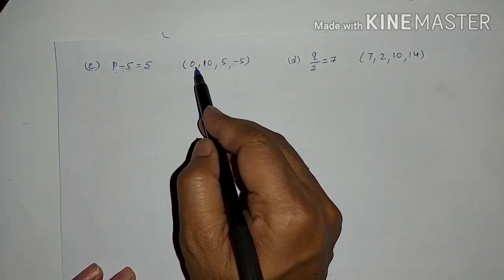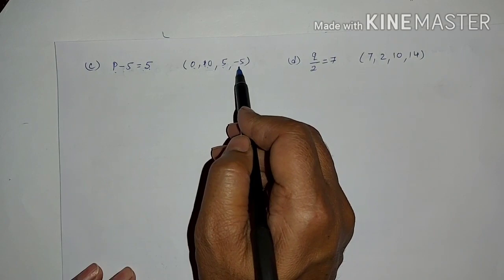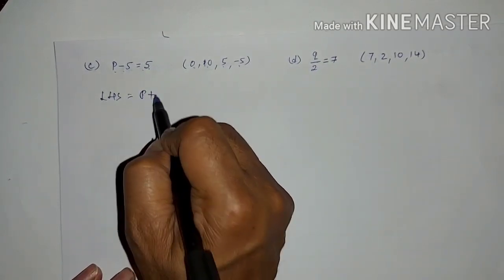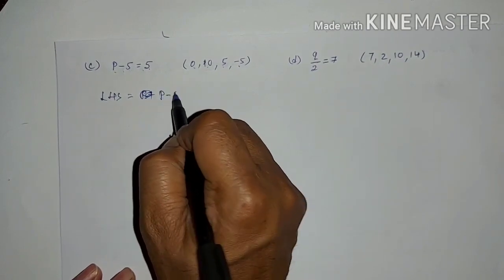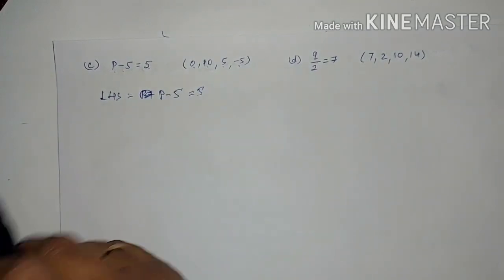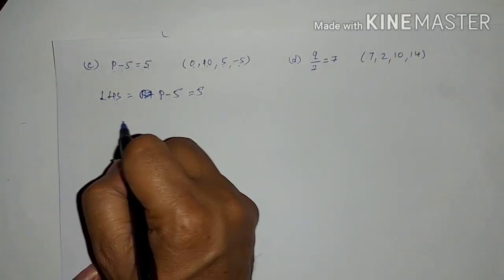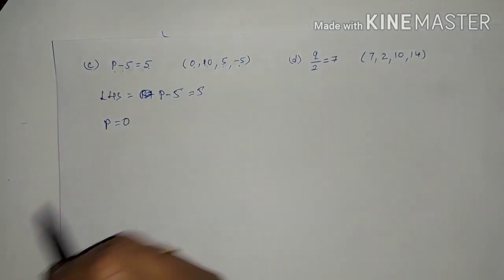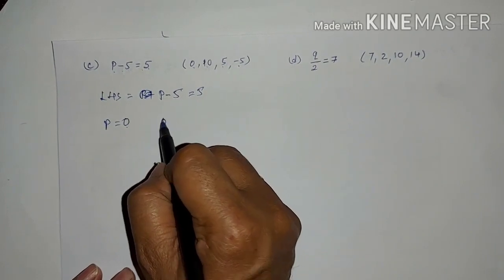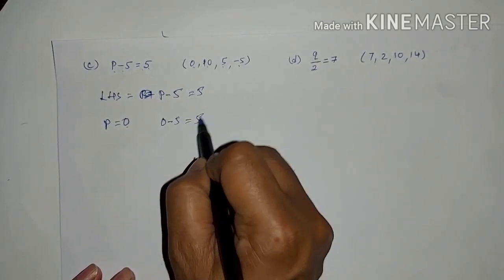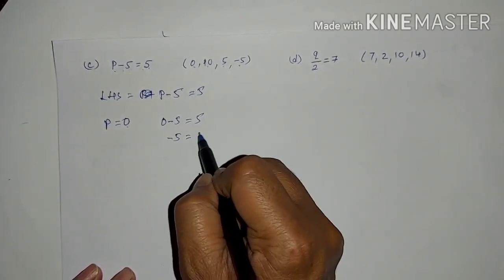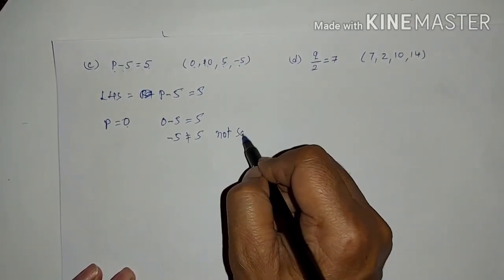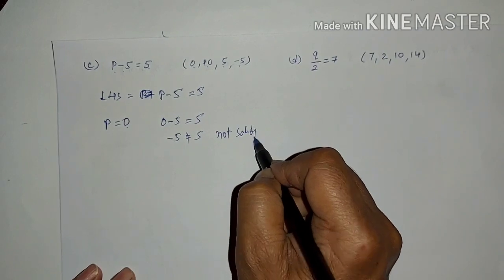Okay, now next is C, p minus 5 is equal to 5. The values are 0, 10, 5 and minus 5. So now the left hand side is the value of p minus 5 is equal to 5. Okay, so first the p value is 0. So 0 minus 5 is equal to minus 5, which is not equal to 5, it means not satisfied.